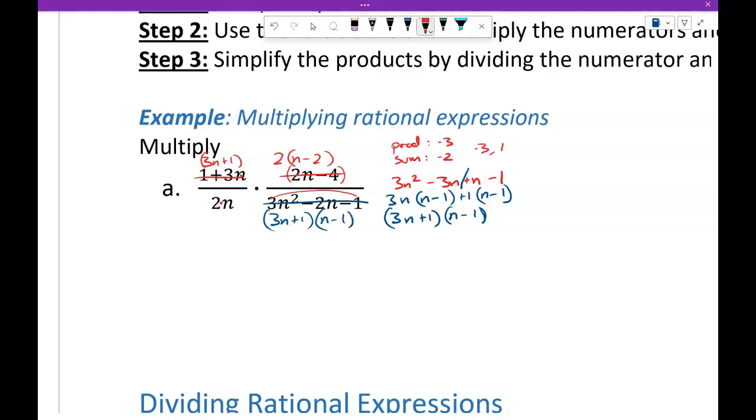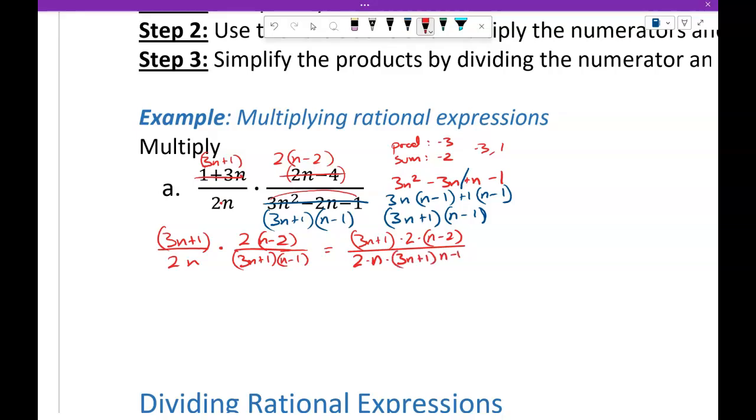Now when we're multiplying, we take the numerator and we're just combining all of the factors together, and we'll do the same thing with the denominator. Do not bother distributing, however, because that's just going to undo all the work that we already did. So we take our 3n plus 1, it's being multiplied by 2, and also being multiplied by n minus 2. Those are all the factors in our numerator. Then we have 2 times n being multiplied by 3n plus 1, as well as n minus 1. Those are all the factors from our denominators.